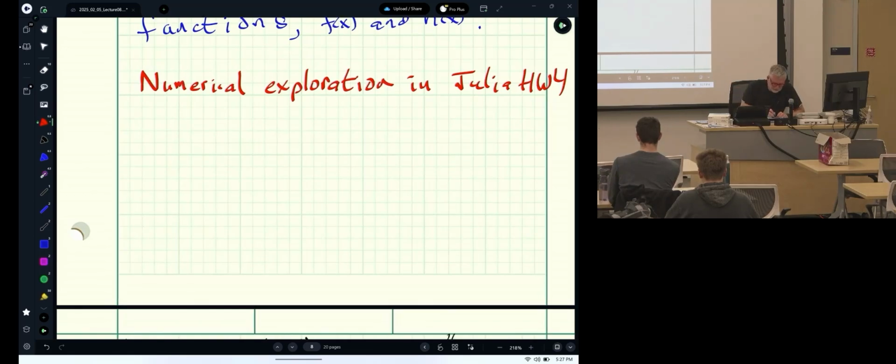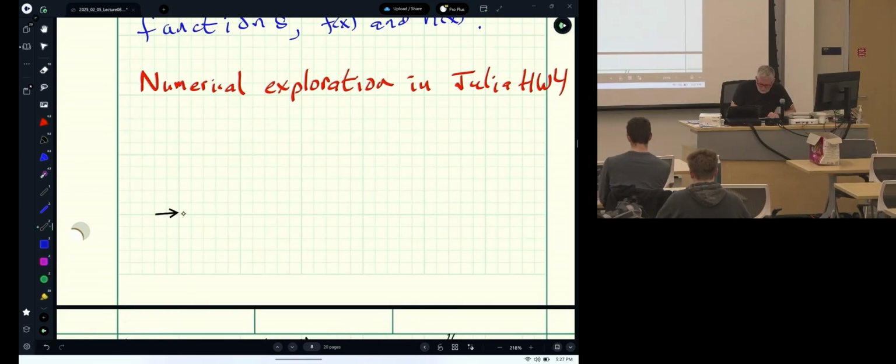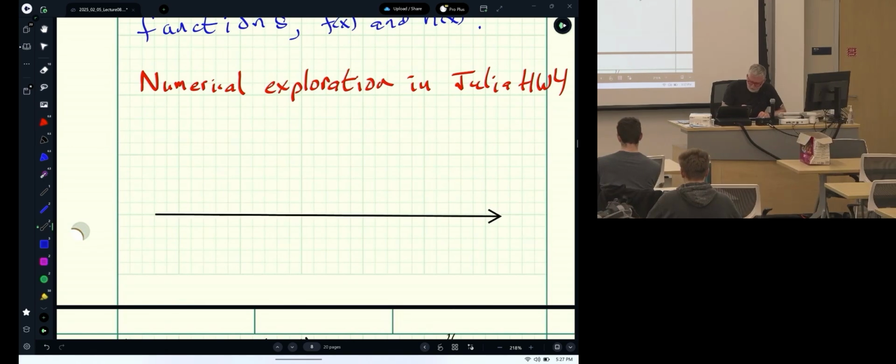Okay, here's another idea. We know how to integrate continuous functions. Okay, suppose I gave you a wild function like this. Whoops, that's an open circle.